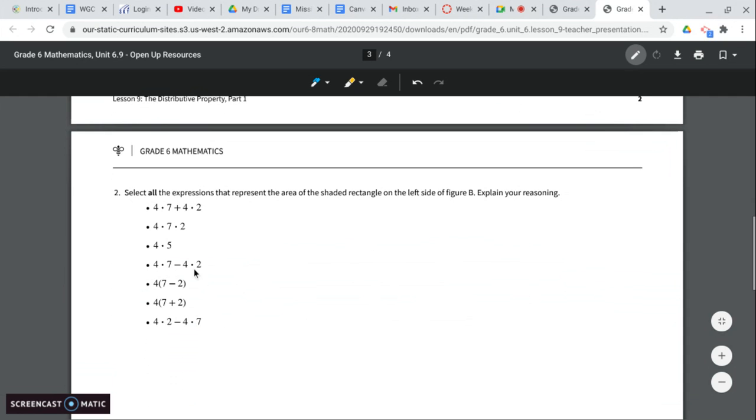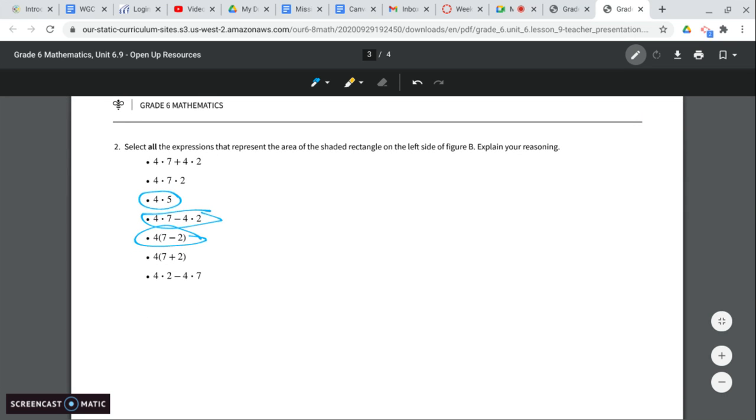4 times 7 minus 4 times 2. Well, said a little differently, we can also do 4 times 7 minus 2, because that's what that length would be on the shaded part. And then if we take 7 minus 2, that's going to give us 5. So this would also work.